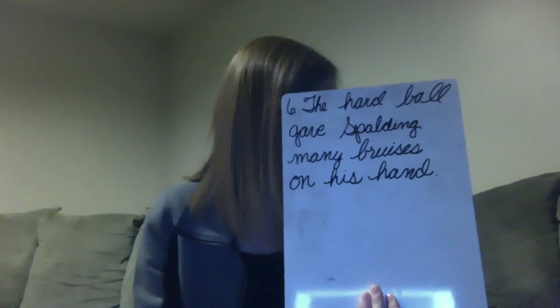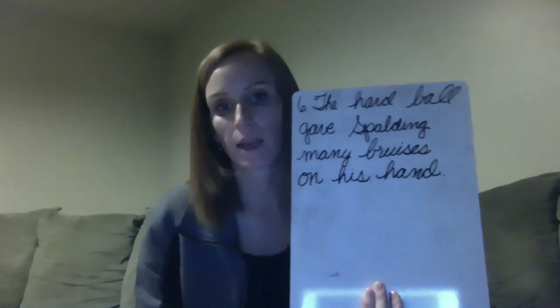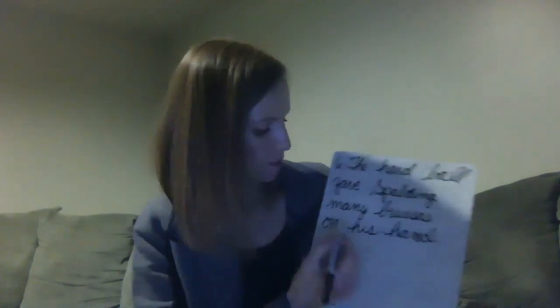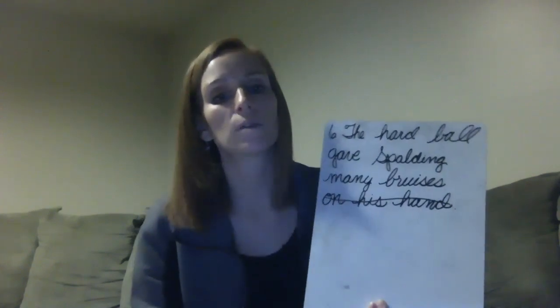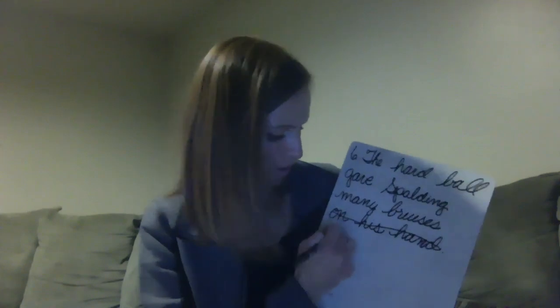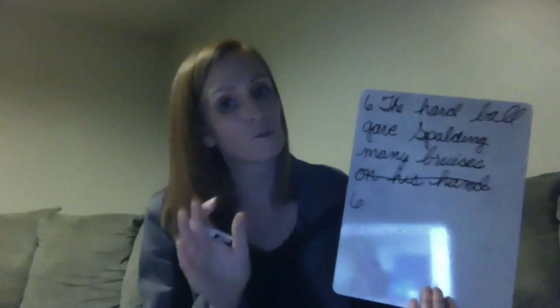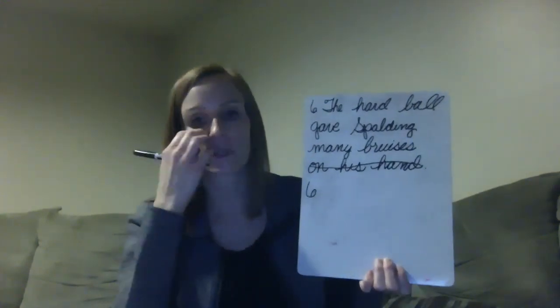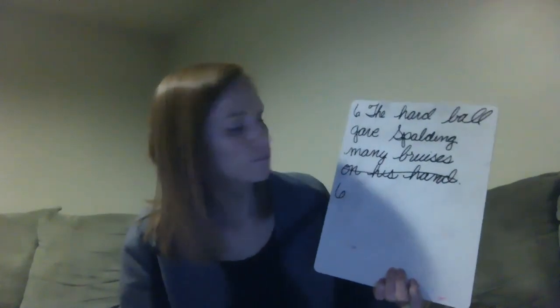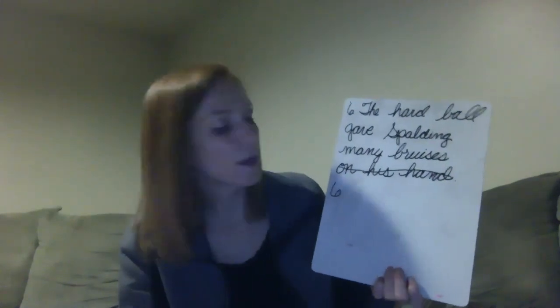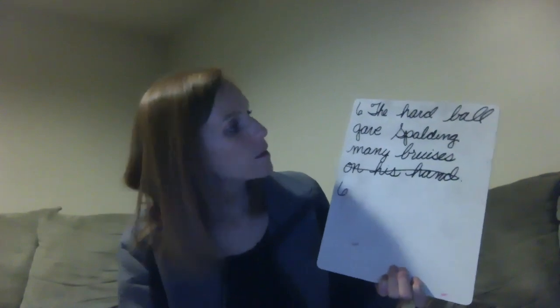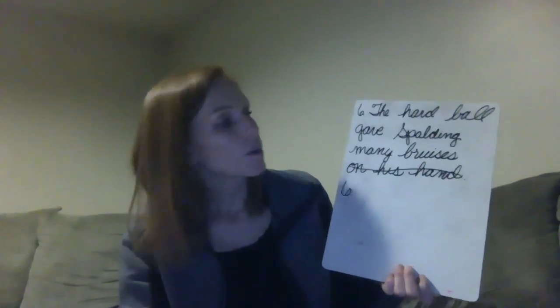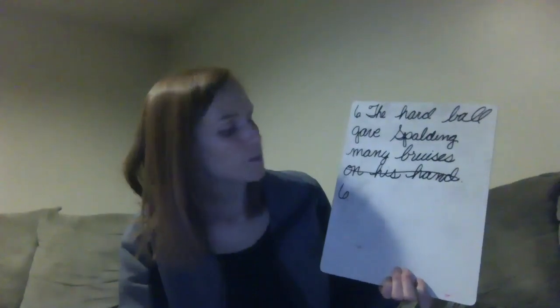The hard ball gave Spalding many bruises on his hand. First thing we're going to do, cross out on his hand. Now you don't have to write the sentences out. You just are going to number and answer it, but we're doing this, and you can do this mentally or you can write it out, but you do not have to. You could even use a whiteboard if you wanted, but really you should all be able to do this mentally. But if you want to do it another way, you can. So on his hand, then let's go back and find our verb. The hard ball gave Spalding many bruises.